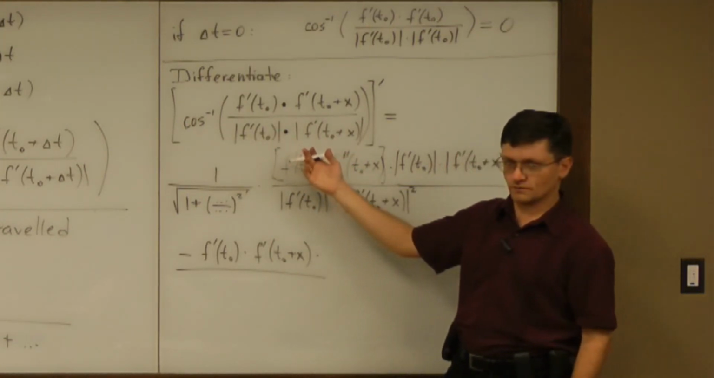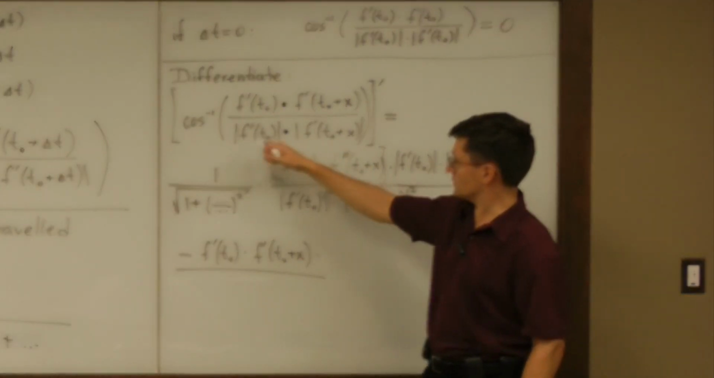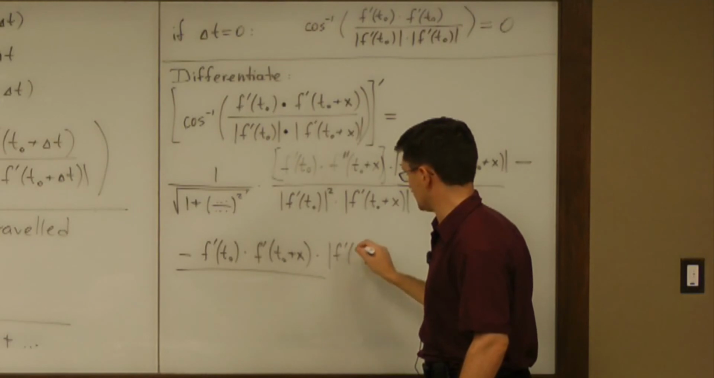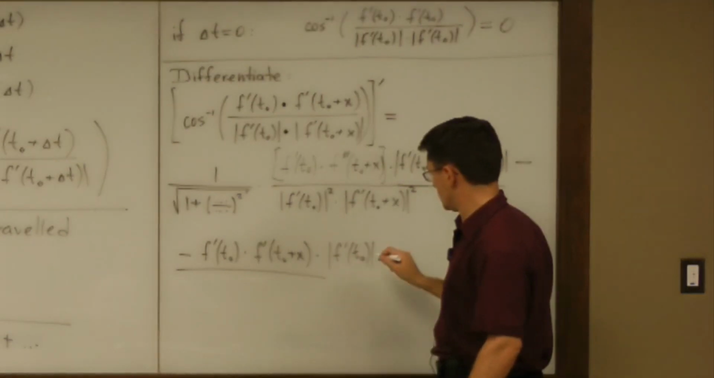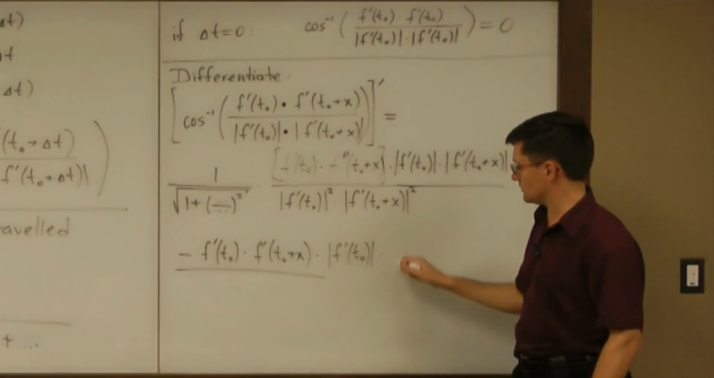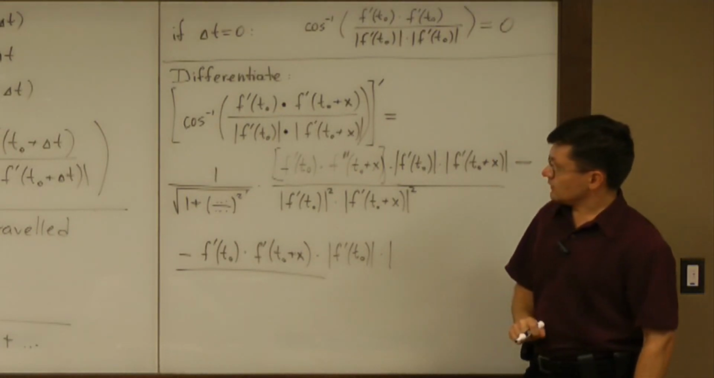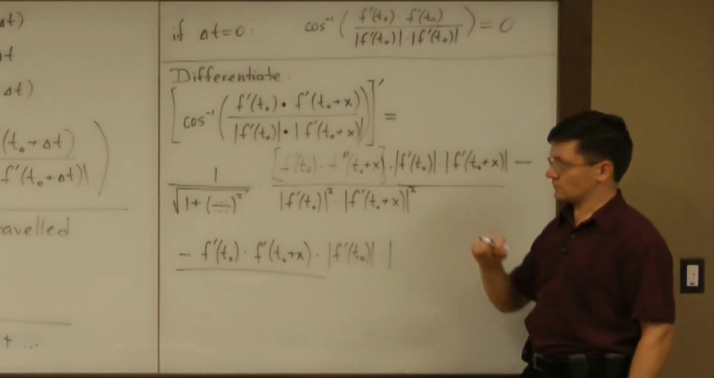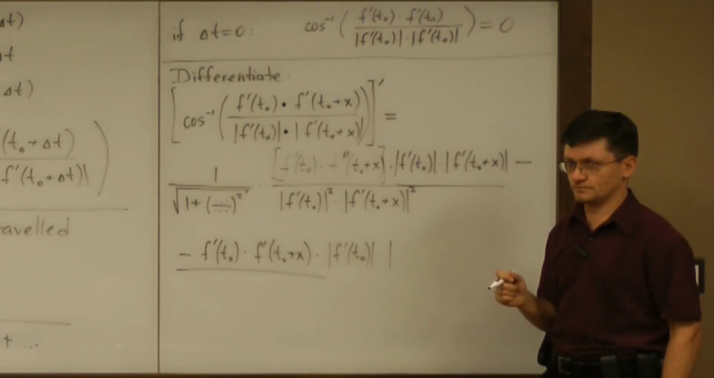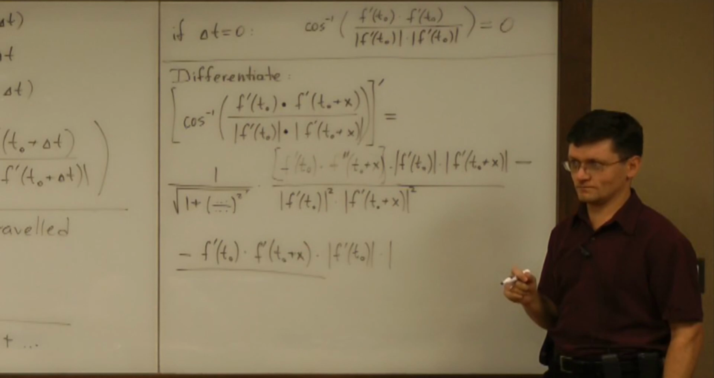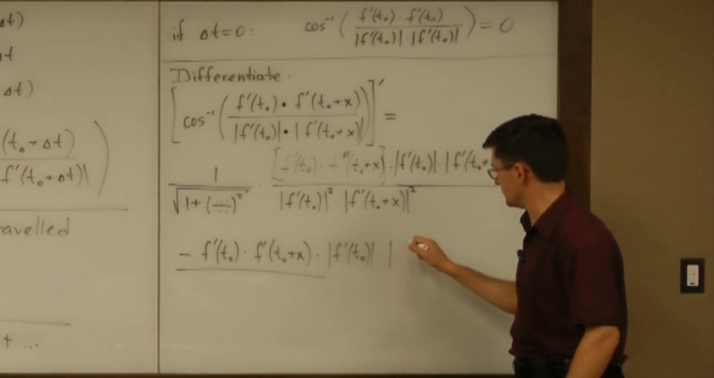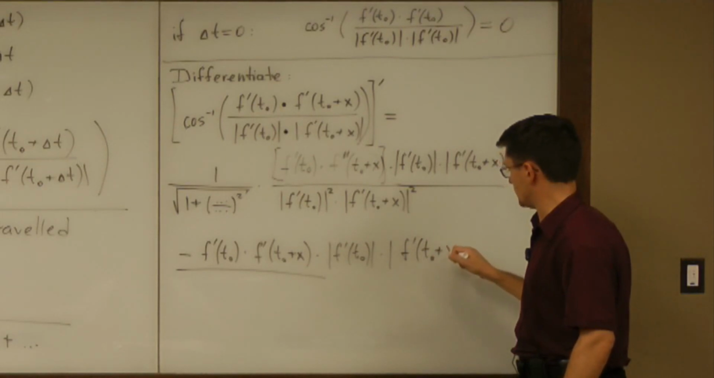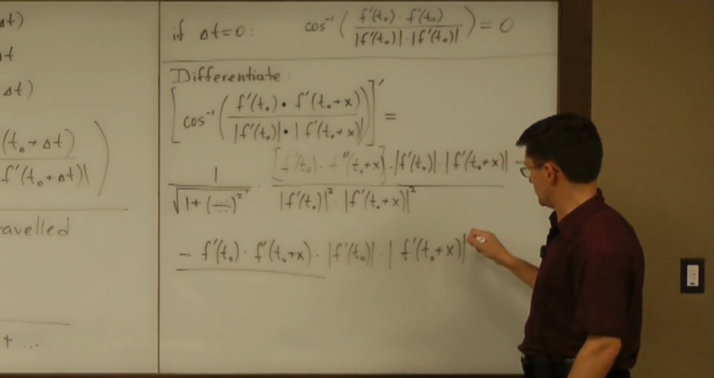That number is a constant. So the derivative of the whole thing is just that constant, magnitude of f prime of t0, multiplied by the derivative of that magnitude. And unfortunately, I don't know yet how to differentiate the magnitude of a vector. We did it some time ago. So let me leave it as it is now: magnitude of f prime of t0 plus x. This magnitude, differentiate.